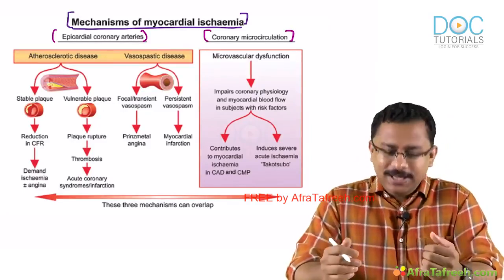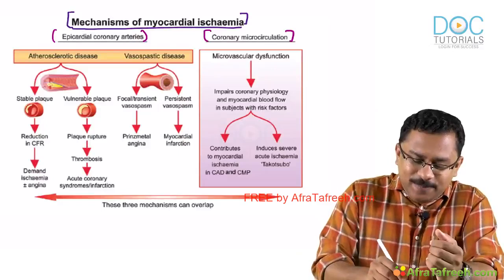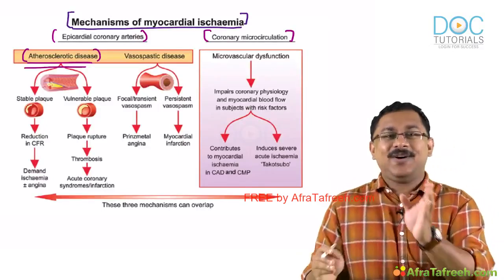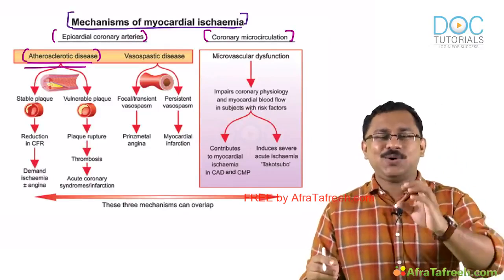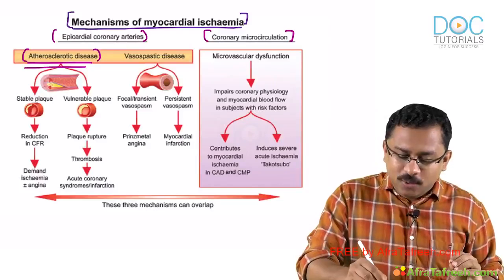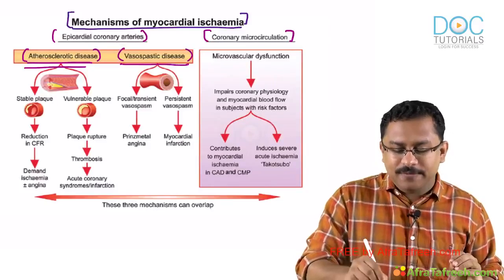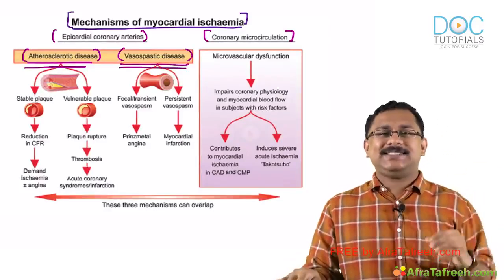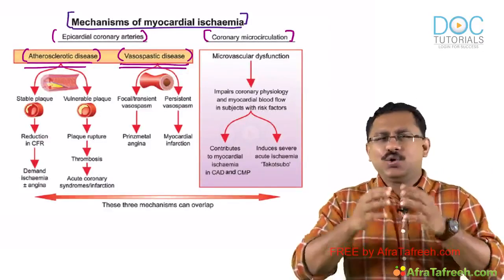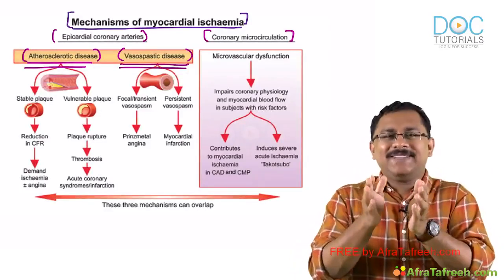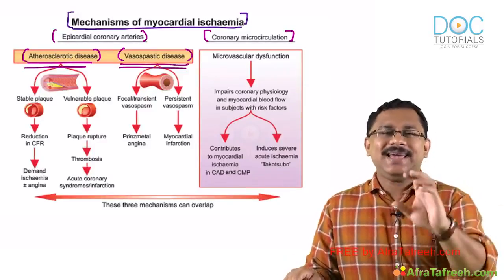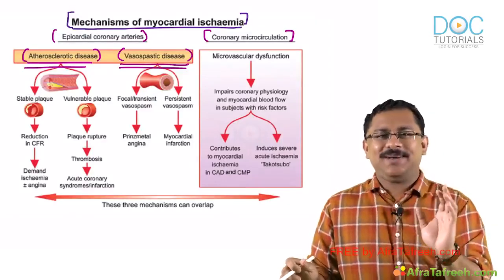Myocardial ischemia can occur either because your epicardial coronaries are involved or because the microcirculation is involved. With respect to the epicardial coronary arteries, you can have atherosclerosis affecting these vessels. Along with that, you may also have vasospastic disease. That is, these epicardial coronaries, for some reason, may develop vasospasm, which can also contribute to ischemia.